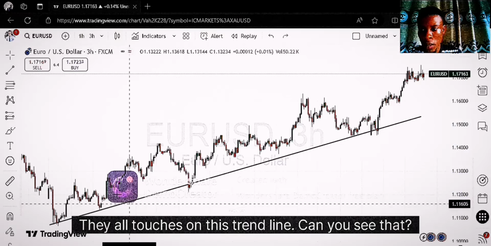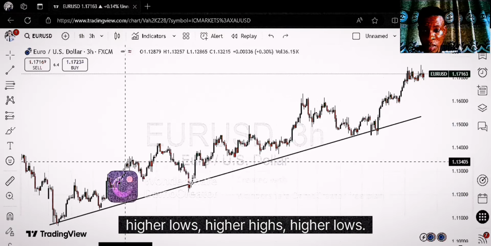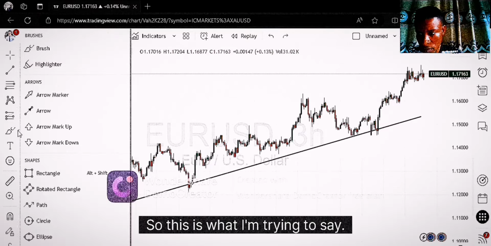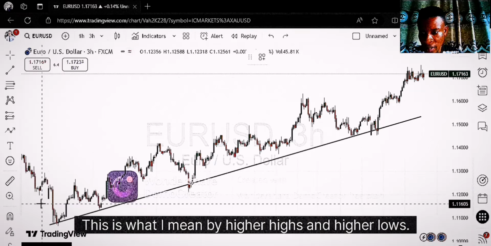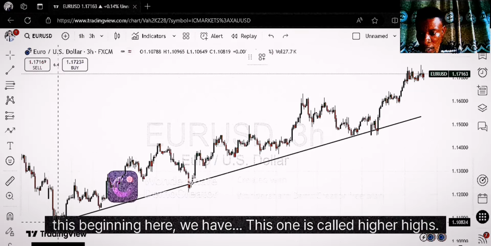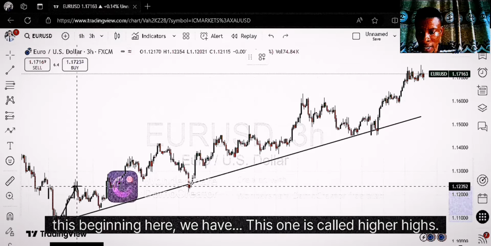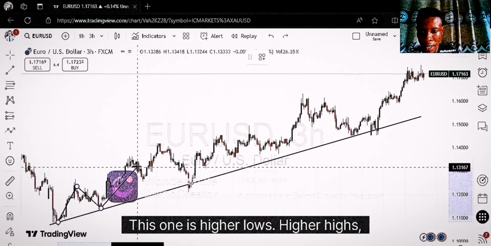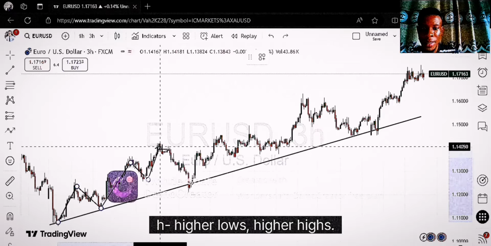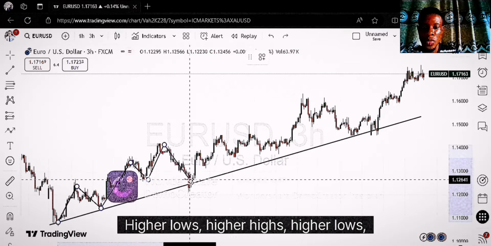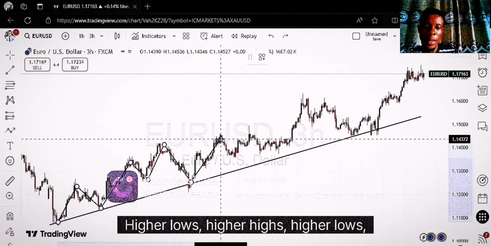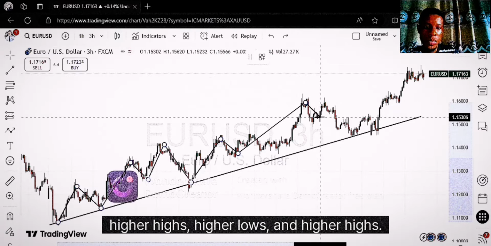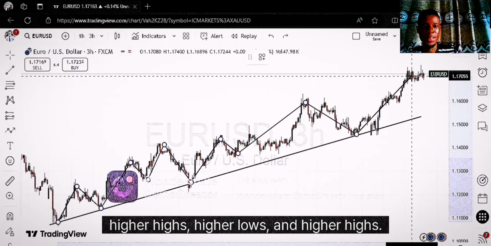Can you see that? Right here we have a series of higher highs, higher lows, higher highs, higher lows. So what exactly do I mean by that? This is what I mean by higher highs and higher lows. If you can see from this beginning here, this one is called higher highs. This one is higher lows, higher highs, higher lows, higher highs, higher lows, higher highs, higher lows, and higher highs. Can you see that?